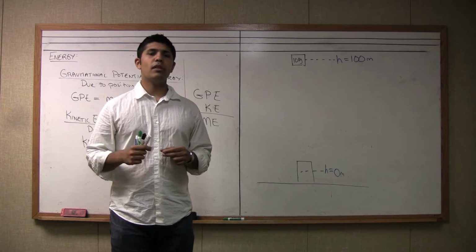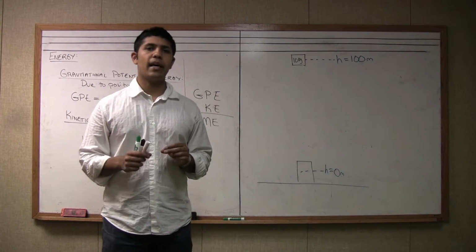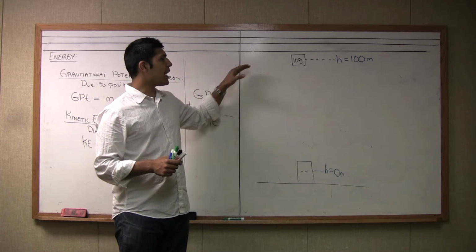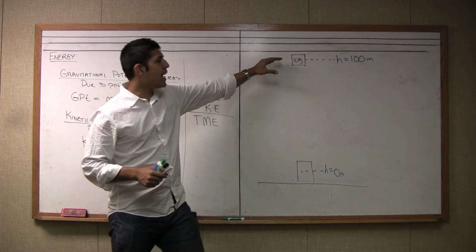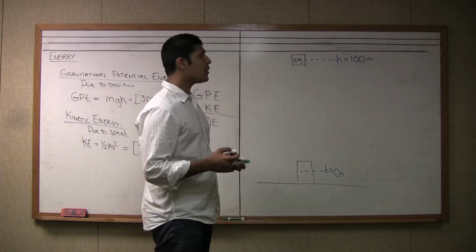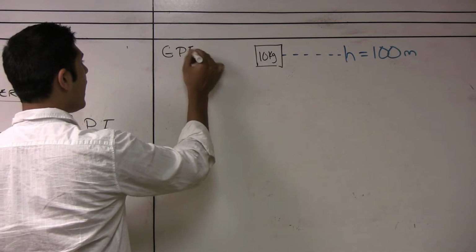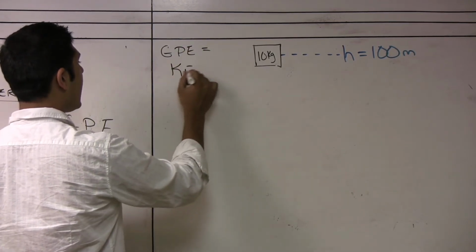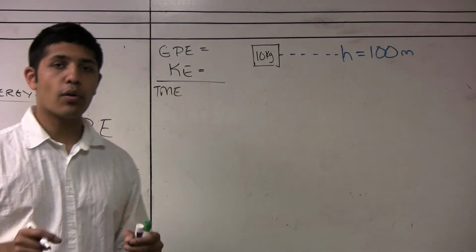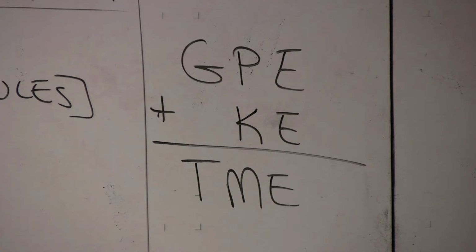And what you should do, whenever you're doing a problem that requires you to analyze a situation based on energy, is write up a quick energy chart. In this case, I have a 10 kilogram object elevated to a height of 100 meters. So the energy chart looks like this. We are going to classify how much GPE we have, how much kinetic energy we have, and then add them up, and that will total what we call the total mechanical energy, which is the GPE plus the KE.